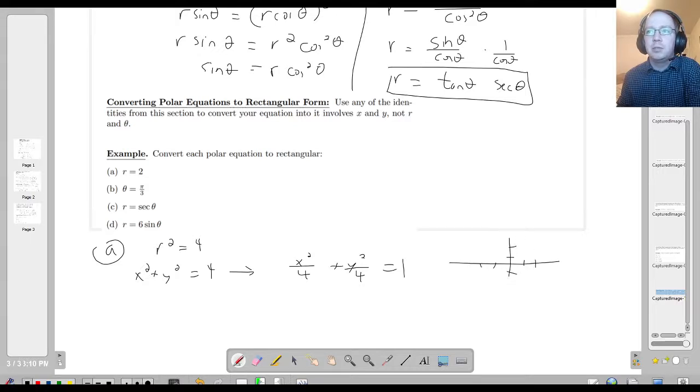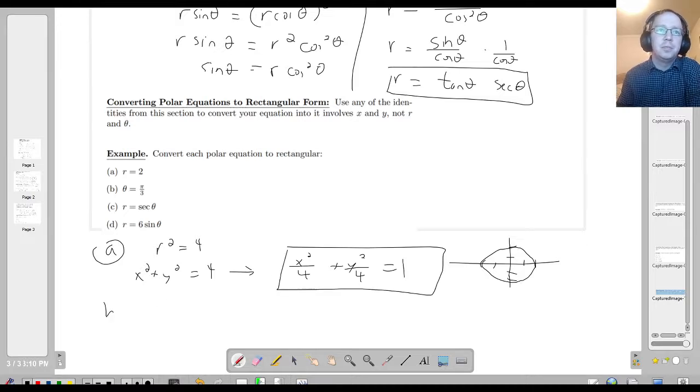Okay, so even though we haven't really figured out how to graph polar functions, I know from converting this to rectangular, it's a circle of radius 2 centered at the origin. Okay, so there's our first example. B looks a little bit strange, right? We don't have it solved for r. So think about how we normally think about rectangular functions, something like y equals, and then a function in terms of x.